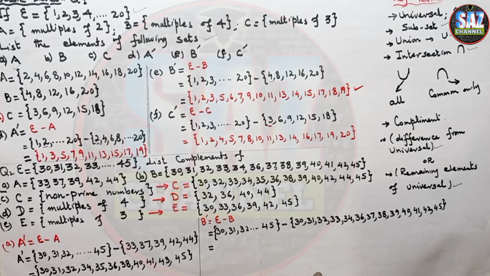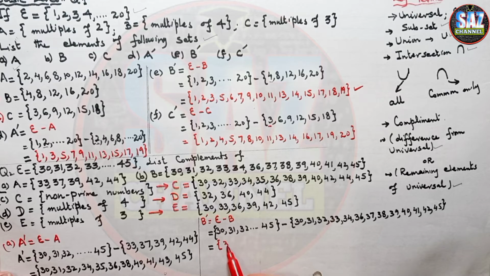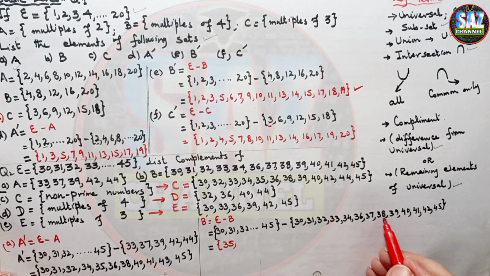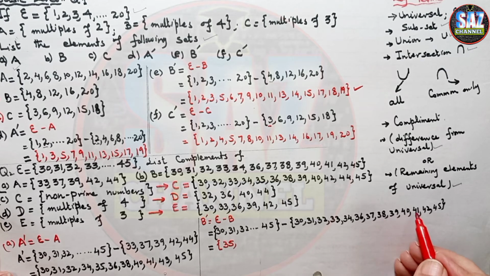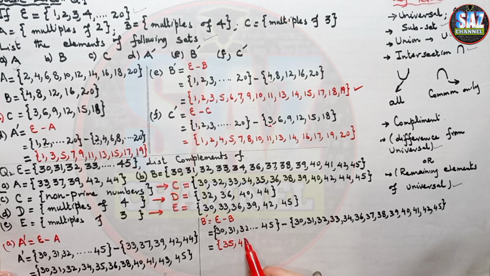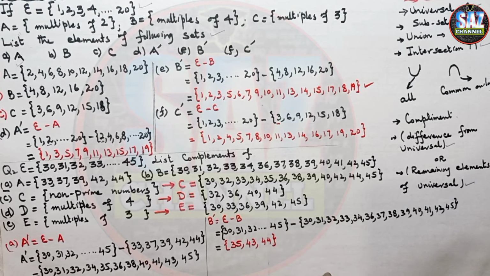So the B complement will have the elements, okay, 30 is coming in both, so I will not write 30, 31, 32, 33, 34. First element that will be coming here will be 35. Then I have to skip 36, 37, 38, 39, 40, 41, 42. Then I have to write 43 and 44. Okay, I will be continuing for C complement, D complement and E complement.